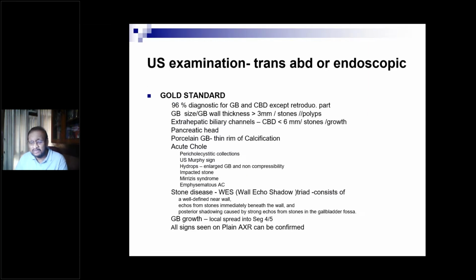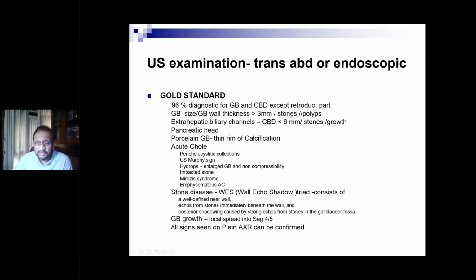Now, what is the ultrasound? That's the gold standard for gallbladder diseases. 96% diagnostic for gallbladder and CBD pathologies. What can I tell you about the gallbladder? The size, the wall thickness. If it's more than 3 millimeters, it is problematic. Remember that. Gallbladder wall thickness more than 3 millimeters.